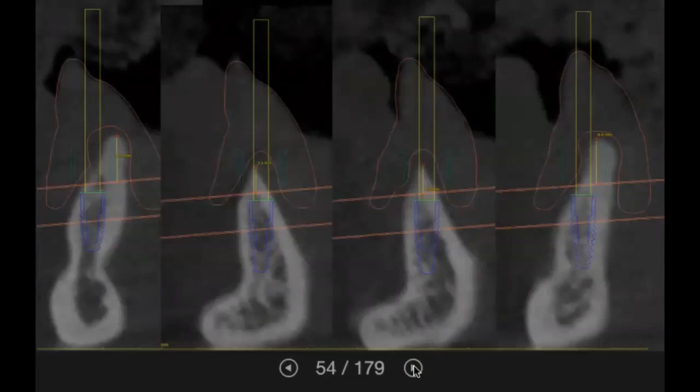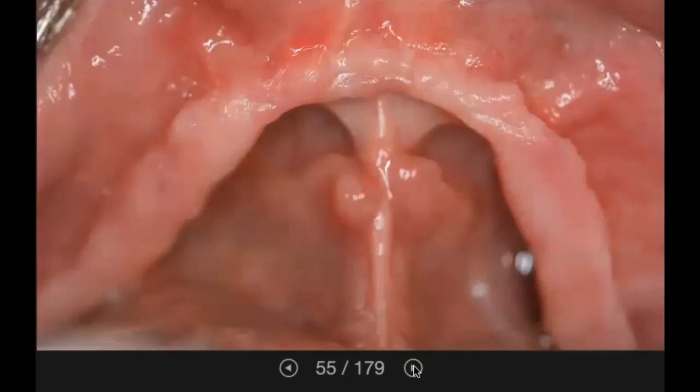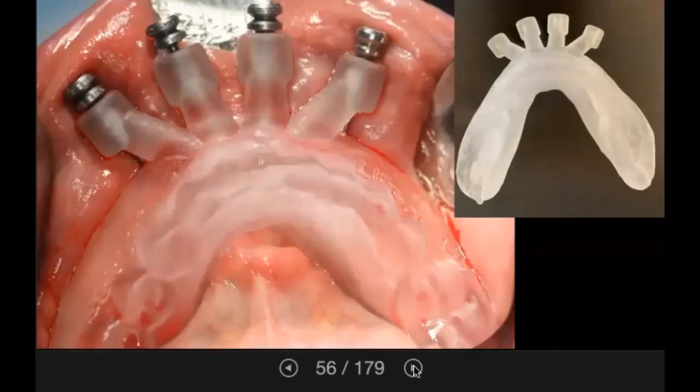Here is the edentulous mandibular ridge at the time of surgery. A mandibular denture guide is placed to allow for the placement of skeletal fixation pins. The fit of this guide correlates with the fit of the mandibular denture during the workup phase.